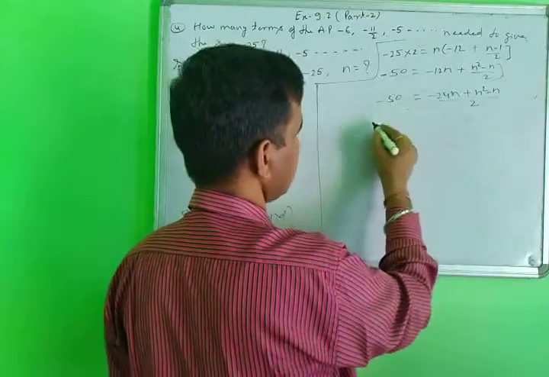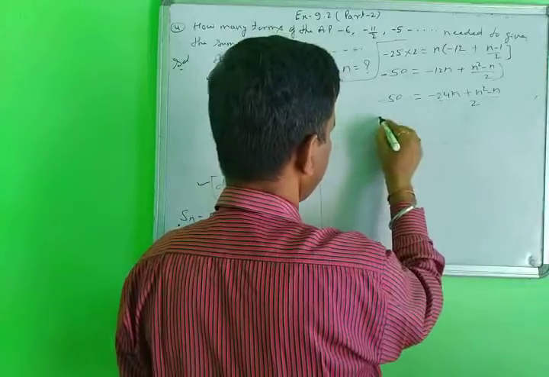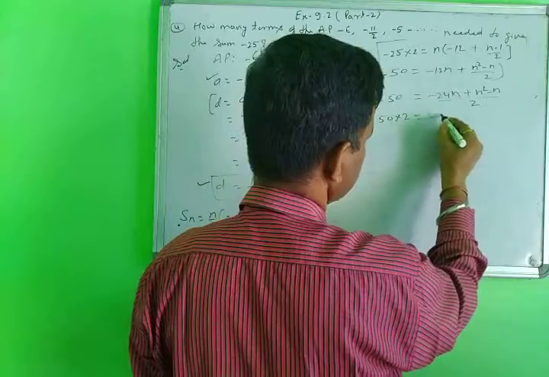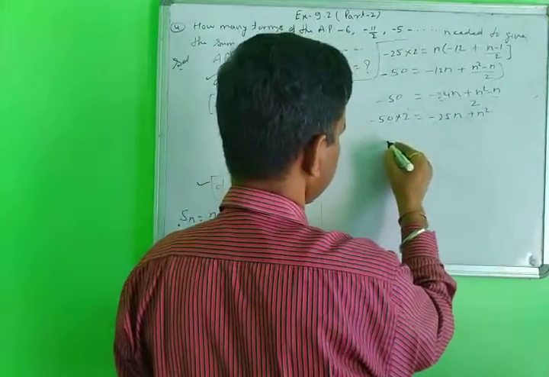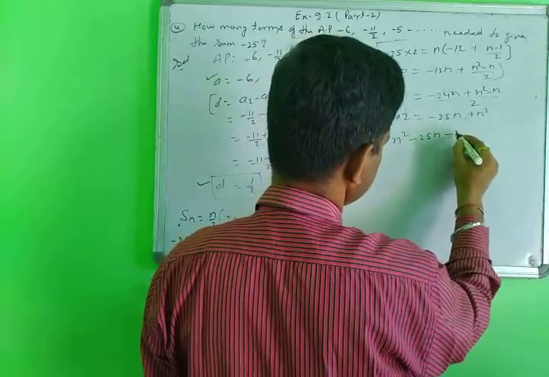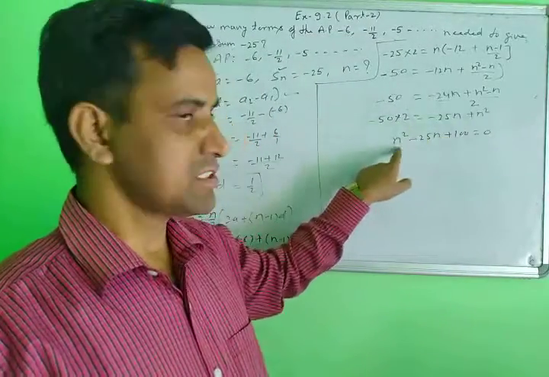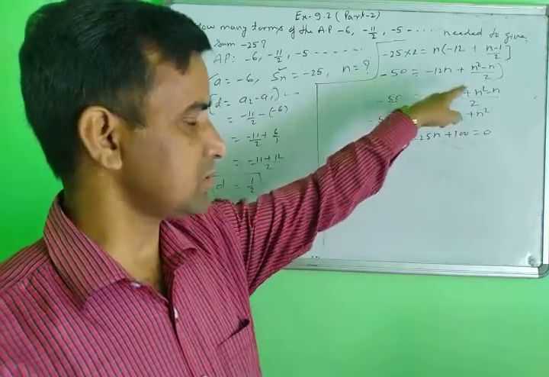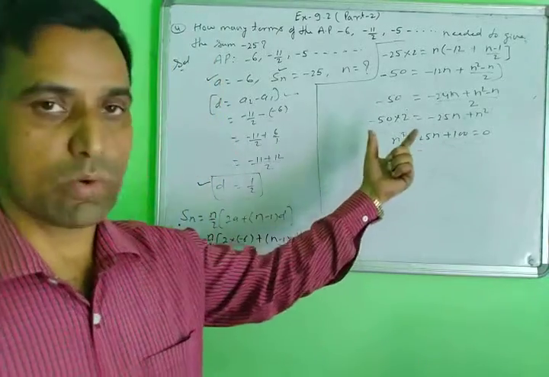What is this? Cross multiply here: minus 100, minus 50 into 2 equal to minus 24n minus n plus n square, that is minus 25n plus n square. Then you can write here n square minus 25n plus 100 equal to 0. Here n square is the same, minus 25n is the same, minus 100 transposed to the right side becomes plus 100 equal to 0. This is the quadratic equation.